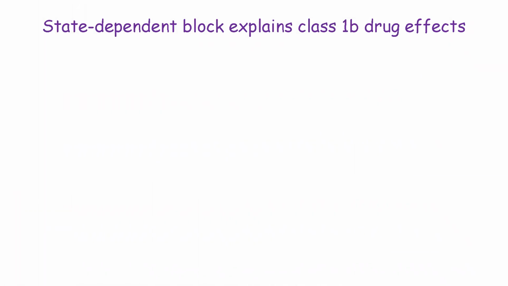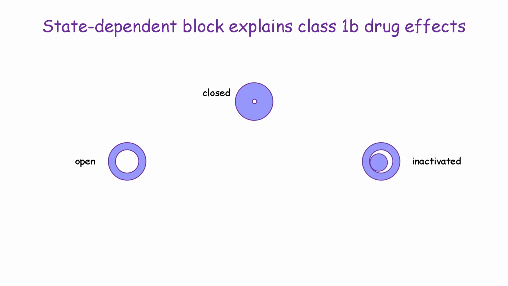You may be wondering, how can class 1b drugs block sodium channels late in the action potential but have minimal effect during the upstroke? The answer lies in the concept of state-dependent block of sodium channels. Sodium channels exist in three key states: closed or resting, open or active and conducting sodium ions, and inactivated or non-conducting even though the channel is structurally open.